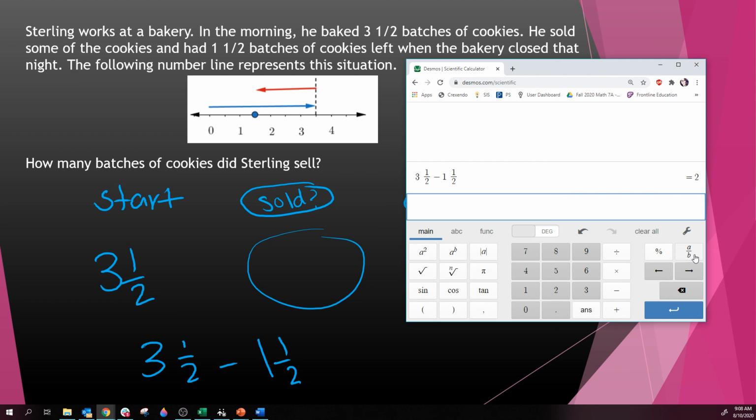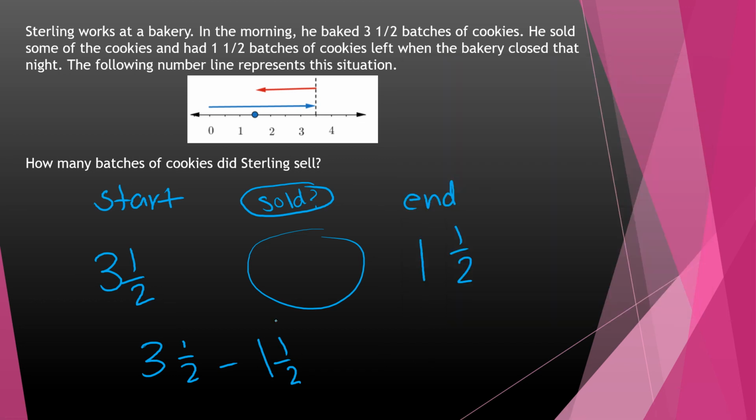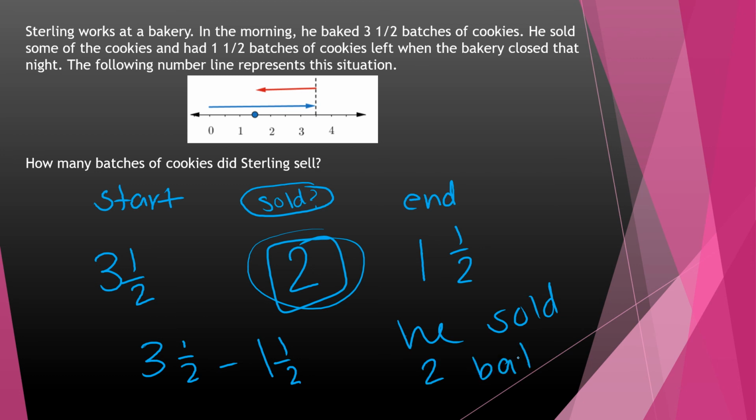And when I subtract these, I get 2. So that means that Sterling sold 2 batches of cookies. So he sold 2 batches. So 2 would be our final answer.